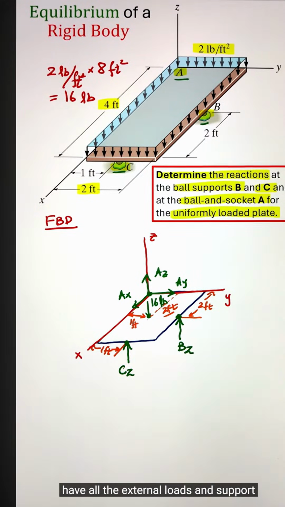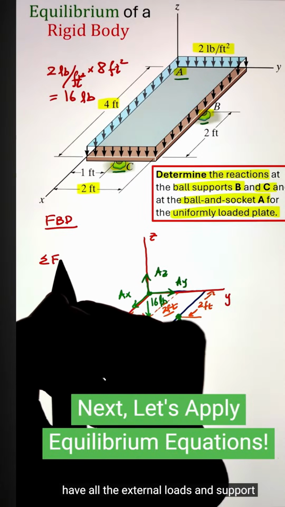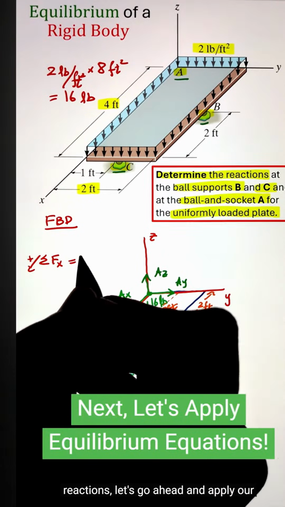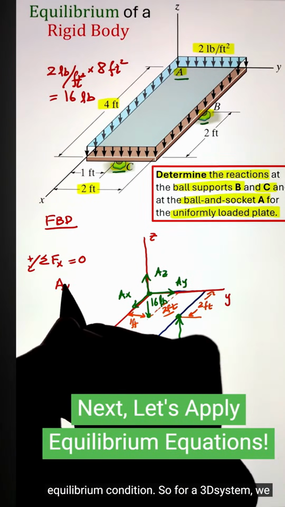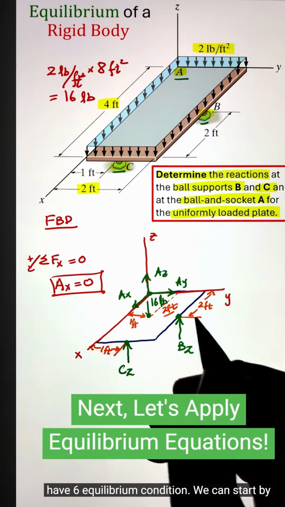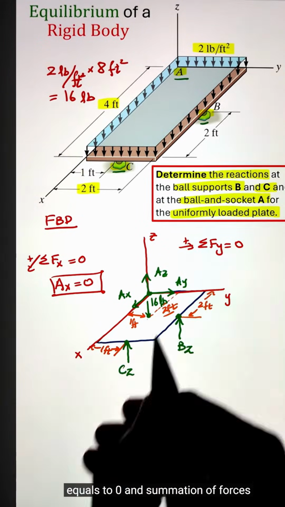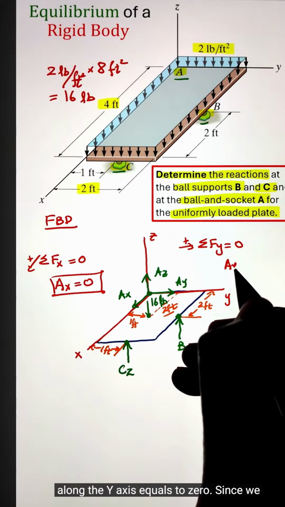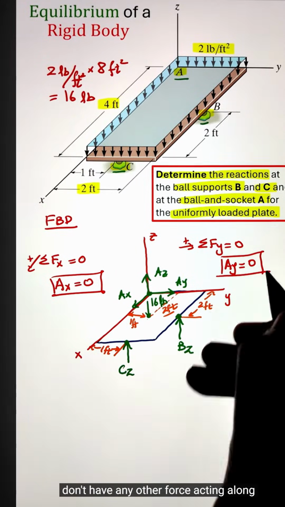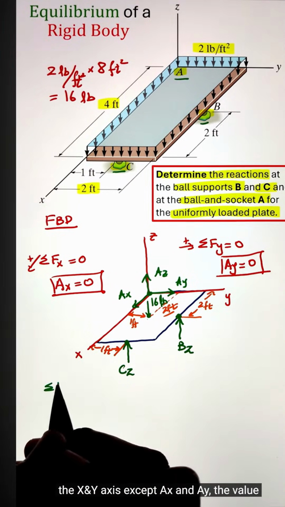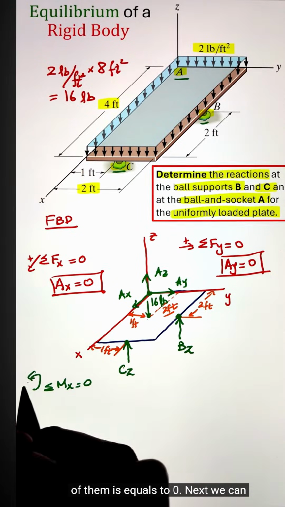Once we have all the external loads and support reactions, let's go ahead and apply our equilibrium conditions. For a 3D system, we have 6 equilibrium conditions. We can start with the summation of forces along the x-axis equals 0 and the summation of forces along the y-axis equals 0. Since we don't have any other force acting along the x and y axes except Ax and Ay, the value of them is equal to 0.